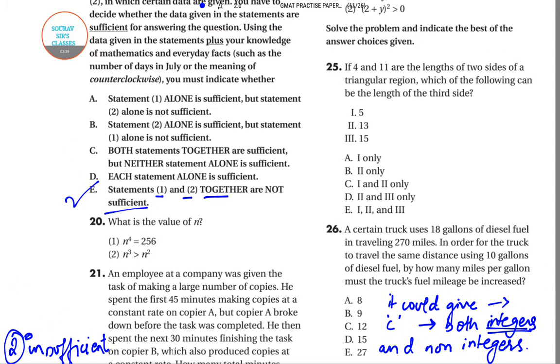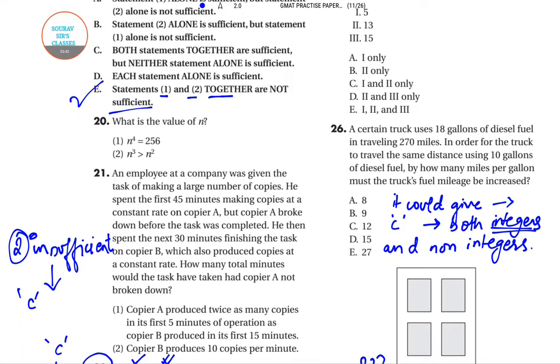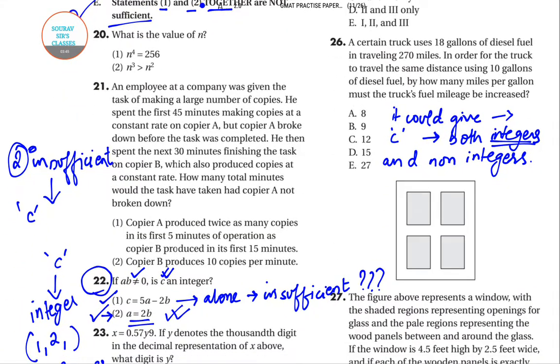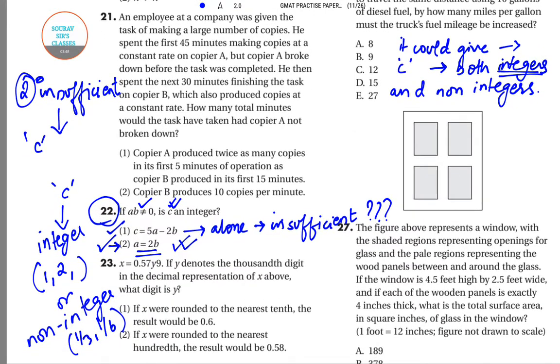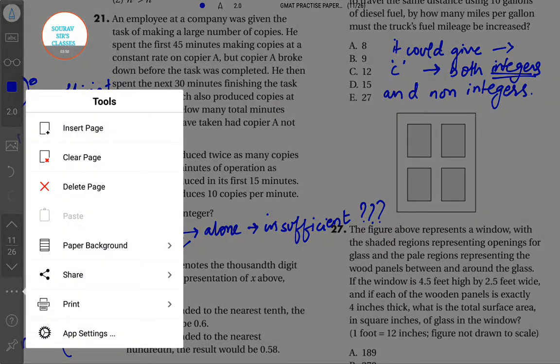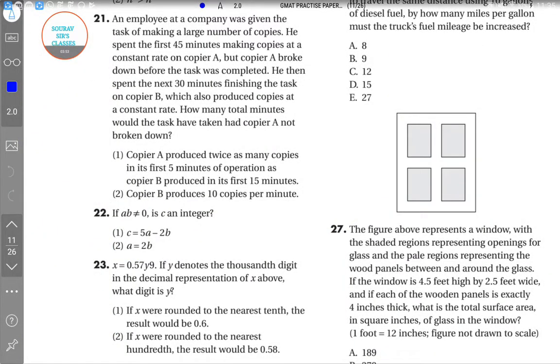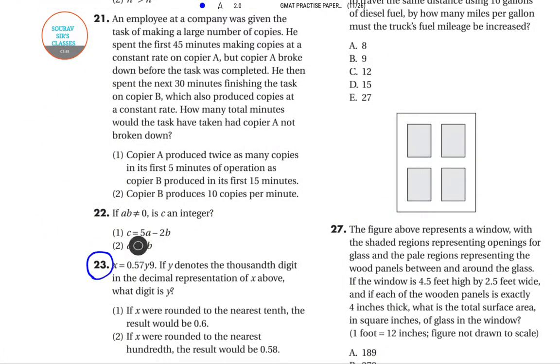Now let us move to question number 23, that means just the next question. So let's do it. Question number 23 reads that x equals this, and there is also a y component in multiplicative form. Now if y denotes the 1000th digit in the decimal representation of x above, we need to comment what digit y is. So we have again two statements.